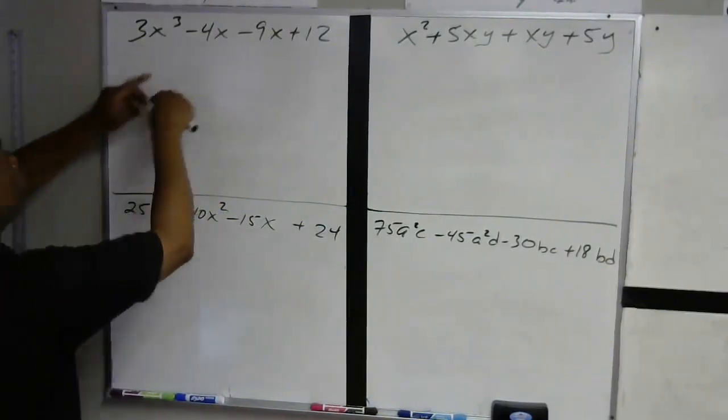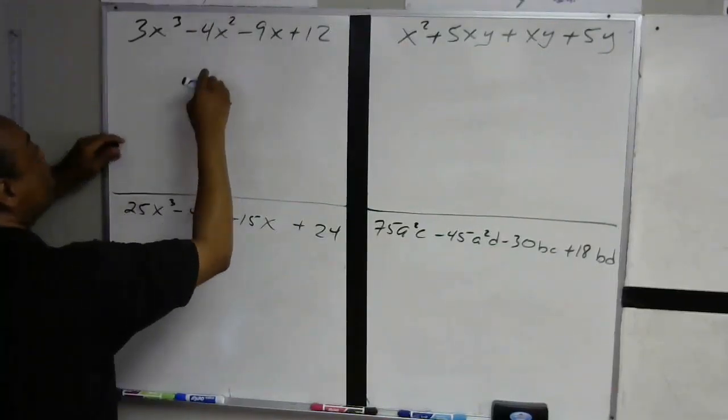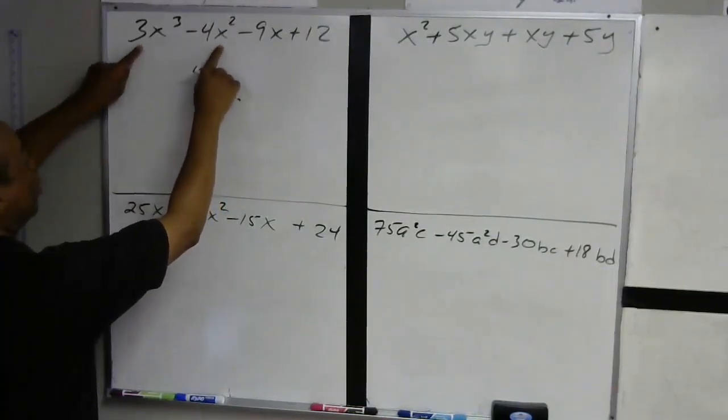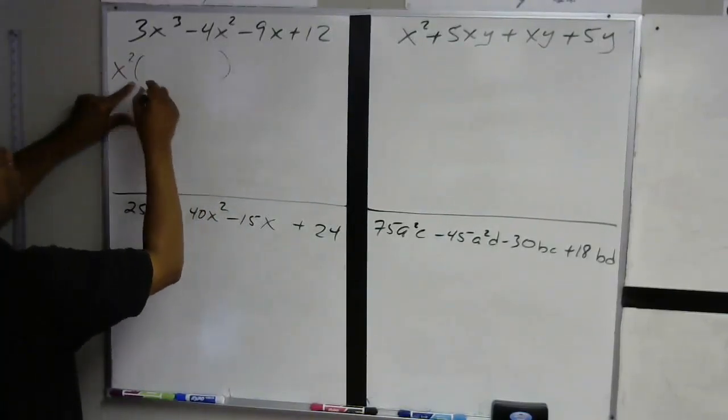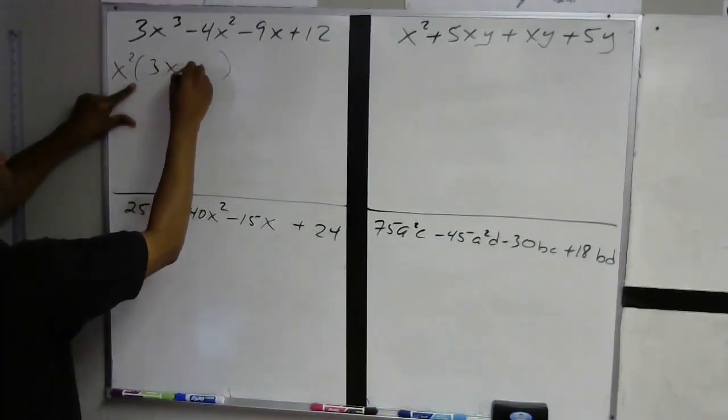The first two terms here should be a square. I can take out an x squared out of both of these. So let's take out x squared, and that leaves behind a 3x minus 4.